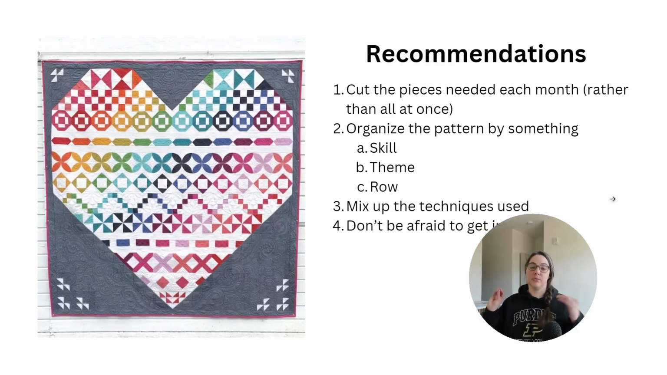Let's talk about some recommendations, some best practices that I've seen working well in the clients that I work with. So the first thing is to cut all the pieces needed for each month rather than doing it all at the beginning of the quilt. If this is a 12-month project, keeping track of all of those pieces for 12 months in a sewing room is like a nightmare, right? It's really hard. So don't cut more than you need for each month.